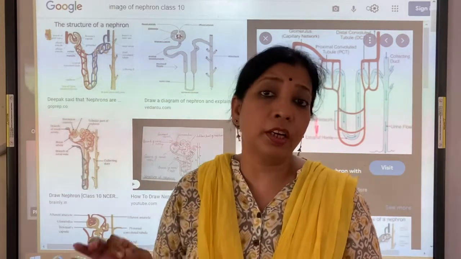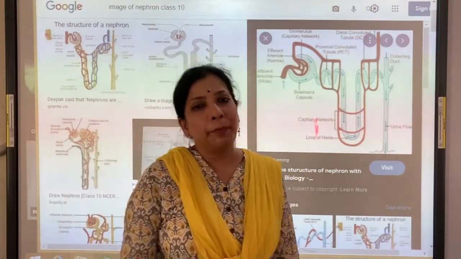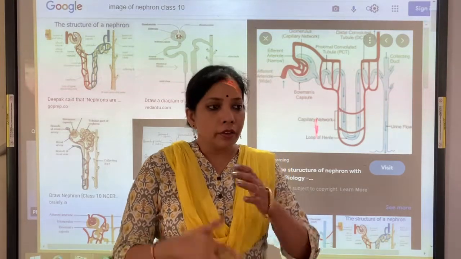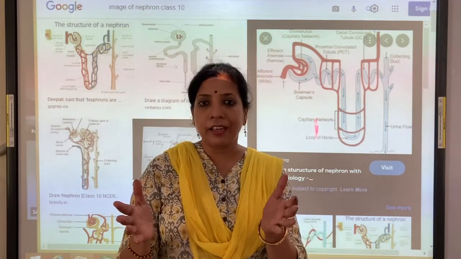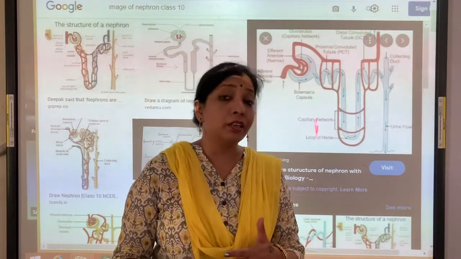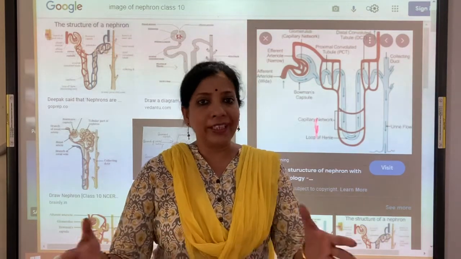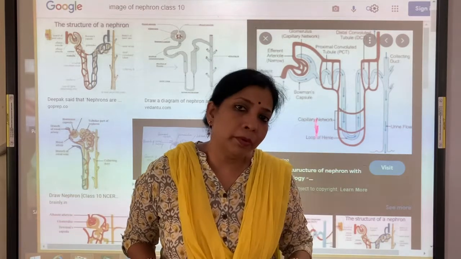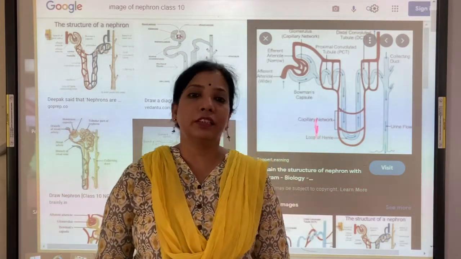You need to learn the diagram. And the best part is that it is very easy to study biology, because the way you draw the diagram, in the same way you learn about its details. If you know the diagram very well and you know the labelings, it becomes really easy for you.